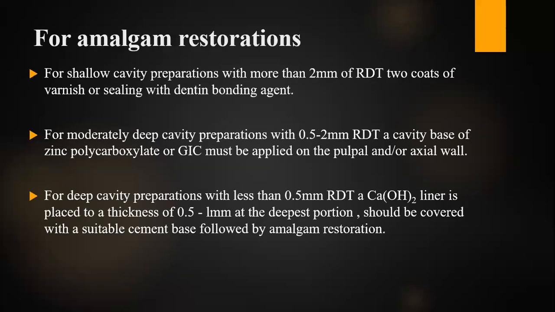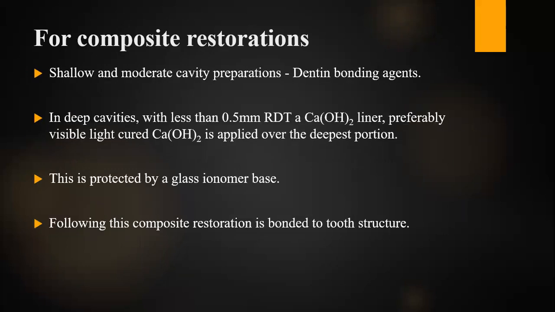Then for amalgam restorations, for shallow cavity preparations with more than 2 mm of remaining dentin thickness, 2 coats of varnish or sealing with dentin bonding agent can be done. For moderately deep cavity preparations with 0.5 to 2 mm RDT, a cavity base of zinc polycarboxylate or GIC can be applied. And for deep cavity preparations with less than 0.5 mm RDT, a calcium hydroxide liner is placed to a thickness of 0.5 to 1 mm at the deepest portion and should be covered with a suitable cement base followed by amalgam restoration.